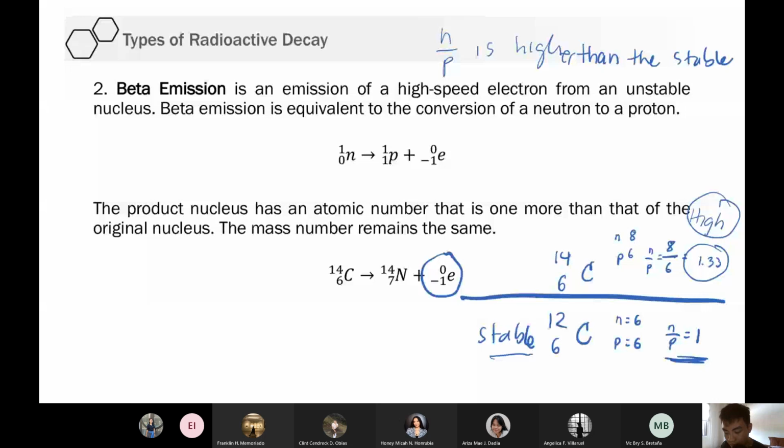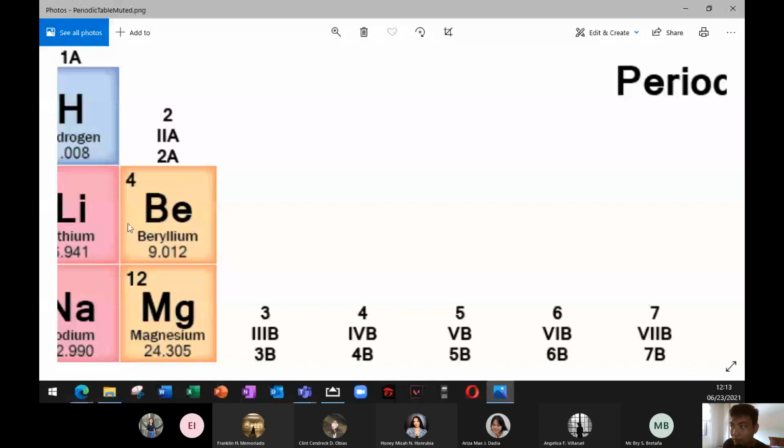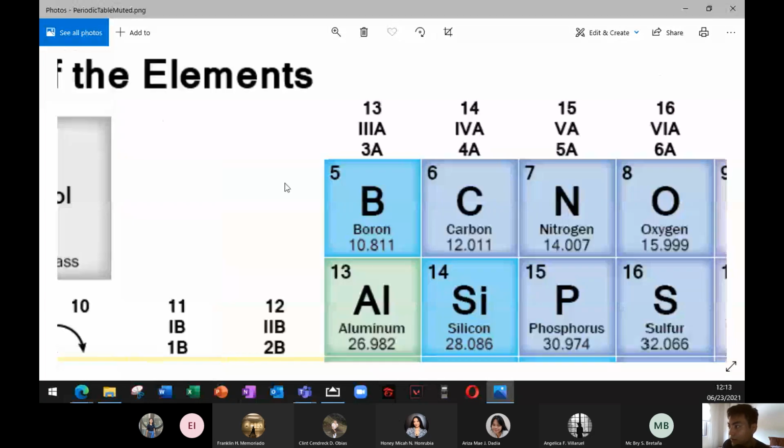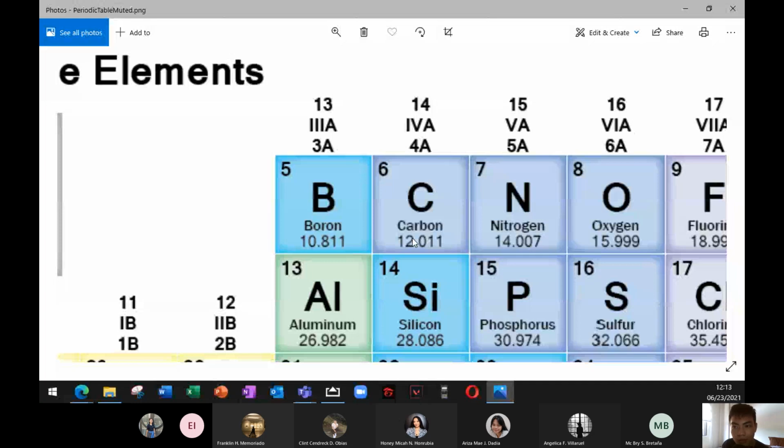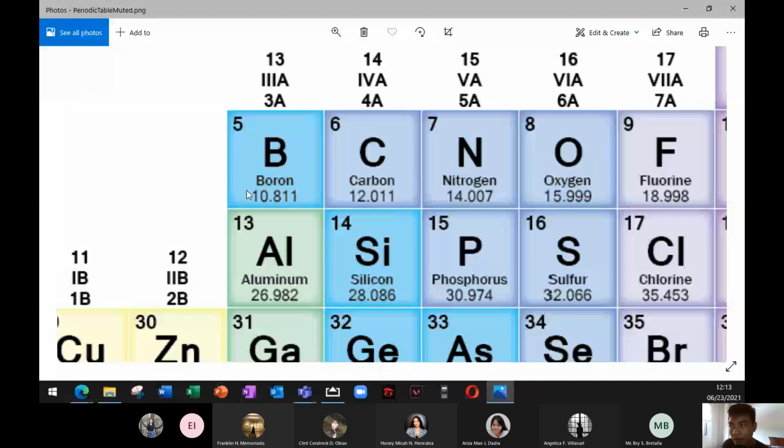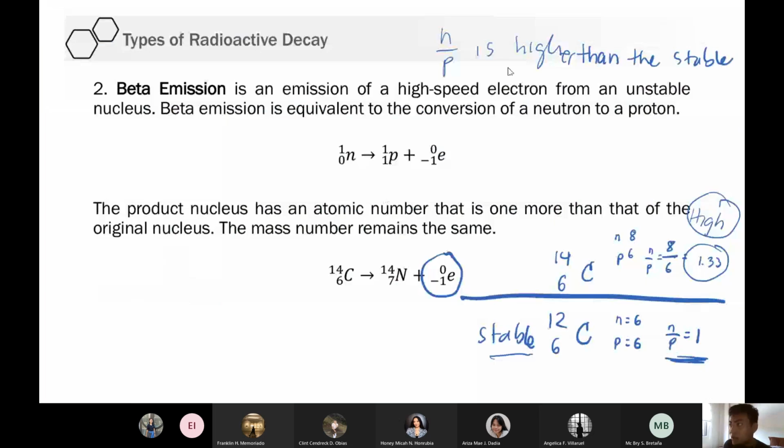Paano mo malalaman yung stable? Tingin ka lang sa periodic table, hanapin mo yung stable, round off mo lang yun. For example, beryllium, stable niya 9, round off mo lang yan. Boron, 10.8, round off mo yan, 11. So 11 yung mass na stable niya. So, yan. Beta emission, kapag neutron to proton ratio is higher than the stable.